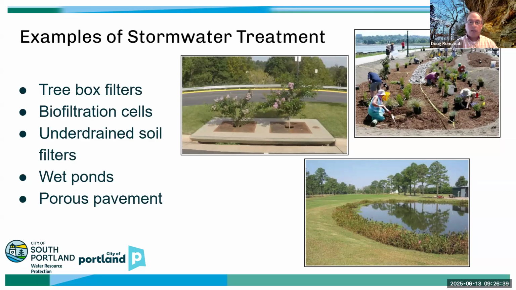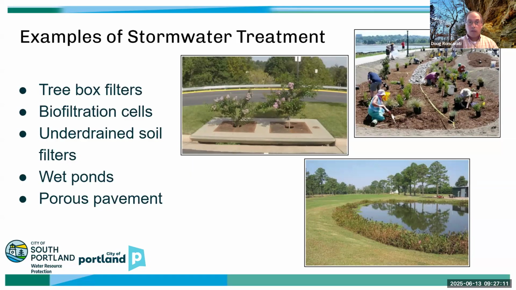We have tree box filters that are simply a large container with soil and trees or shrubs or other plants in it that will collect some of that stormwater and screen out the trash and sediment. As the water works its way down through the soil, the microorganisms and the plant roots will work on trying to remove some of those pollutants and hopefully keep the plants healthy.